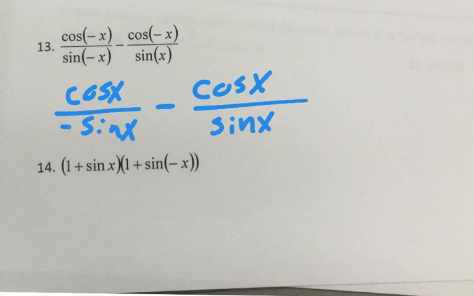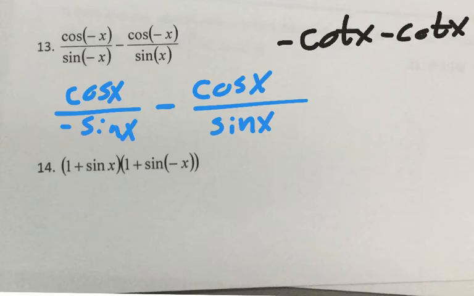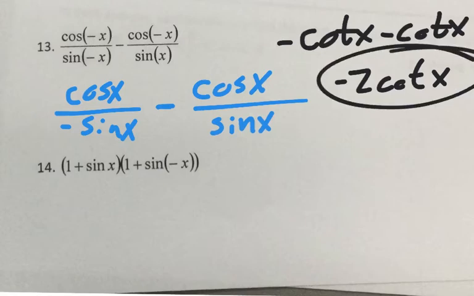So this is kind of ugly. I could combine it the way it is. But I know cosine over sine is the same thing as cotangent. So I'm going to write this as negative cotangent of x minus cotangent of x, which means I have negative 2 cotangents of x. I combine my like terms. And I think this looks a lot prettier than having that ugly fraction.